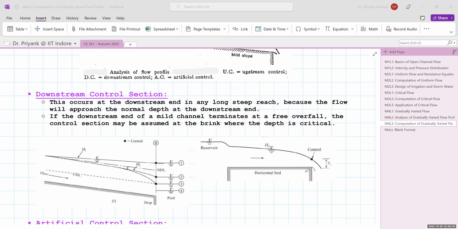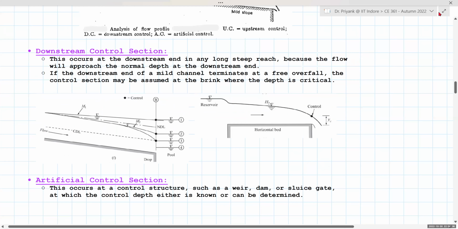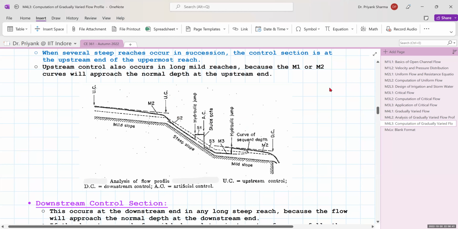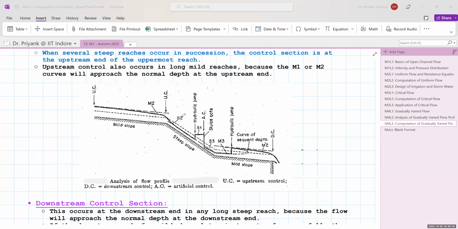Similarly, in a horizontal bed channel, at the brink your depth is YC and this is your control section. So this is the downstream control. If we look here, in this case also this is an S2 profile. So the S2 profile has an upstream control. Then we have an M2 profile, so it has a downstream control.